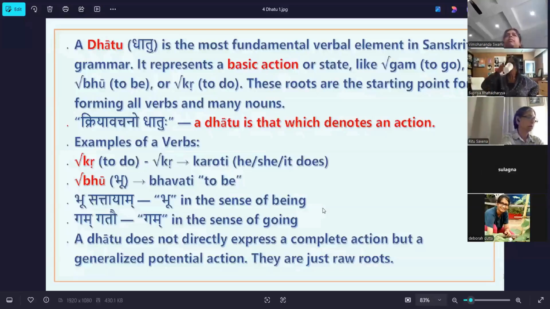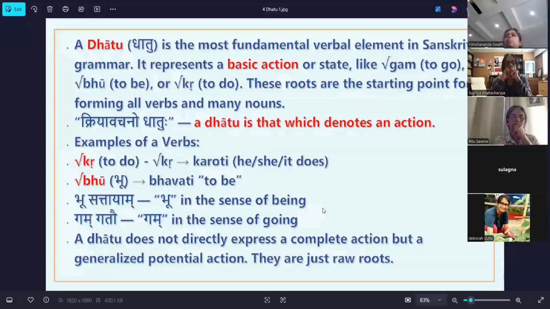And the ting pratyayas are also of many types. So you will know Rama is going alone, or he is going with one friend, or he is going with many people, or whether he had gone, whether he will go, whether he should go, whether he is ordered to go. All these things come from the ting pratyayas. So a dhatu does not directly express a complete action, but a generalized potential action. As soon as you see gam, you know going is involved. That is all. But other than that, you don't know anything.